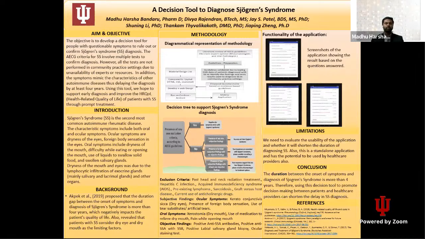The characteristic symptoms of Sjogren's include ocular symptoms and oral symptoms. Ocular symptoms include dryness of the eyes and foreign body sensation in the eyes, and oral symptoms include dryness of the mouth, difficulty while eating or swallowing foods, use of liquids to swallow solid foods, and swollen salivary glands as well. Many studies suggest that the duration between the onset of symptoms and diagnosis of Sjogren's syndrome is more than 4 years. The gold standard guidelines for the diagnosis of Sjogren's syndrome is the AECG guidelines.